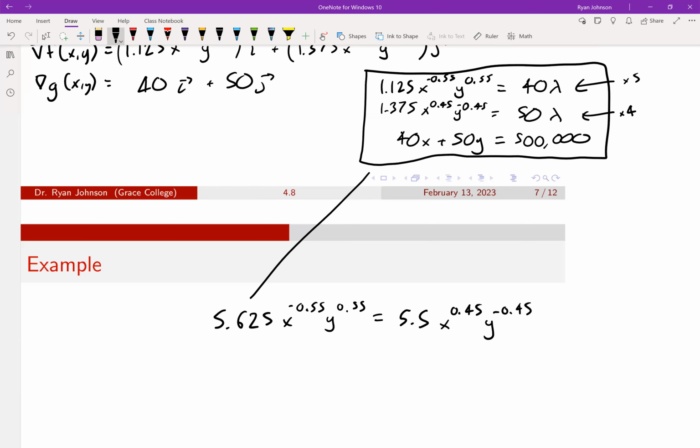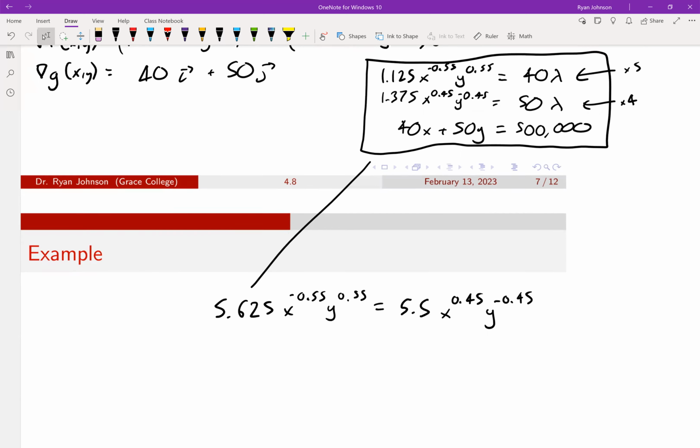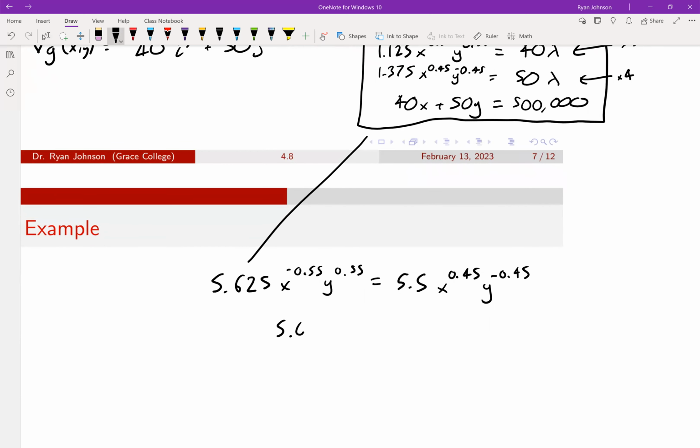Now, this might look terrifying, but there's hope. The hope is that powers of x and y cancel. If I multiply both sides by x to the 0.55 and y to the 0.45, I get 5.625 times y on one side, and 5.5 times x on the other. Well, look right there, isn't that nice?